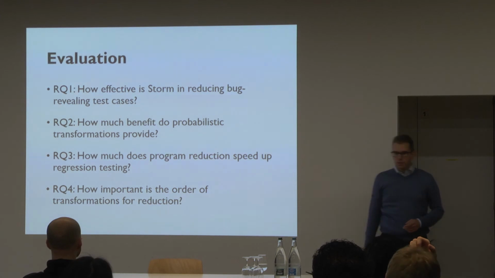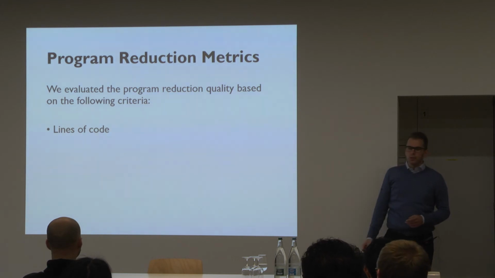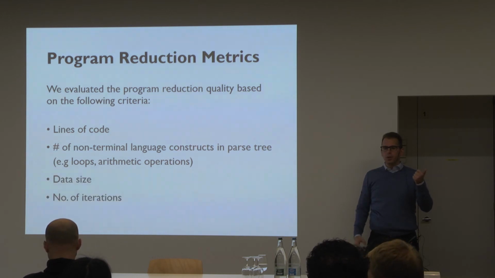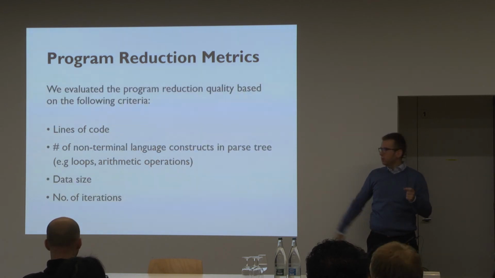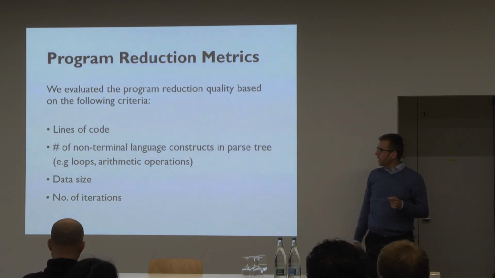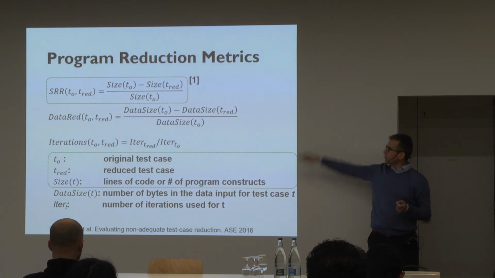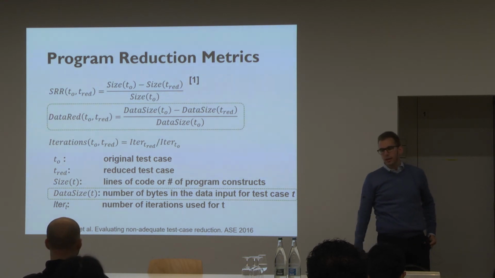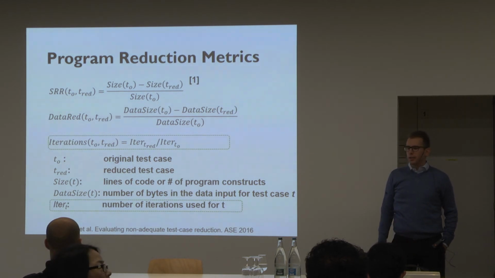So for evaluation, we looked at several questions. Here are the two that we'll quickly see. So the metrics that we looked at: lines of code, and look, these programs are typically small, so we have only a few lines of code, but all of these programs are quite dense. So we also look at non-terminal language constructs. We also look at data size, and number of iterations. Here are the metrics for comparison. We use the SRR for code, where it can be either the difference between lines or tokens in the original code. For data, it would be a relative difference in data size, and for iteration, the difference in iterations.